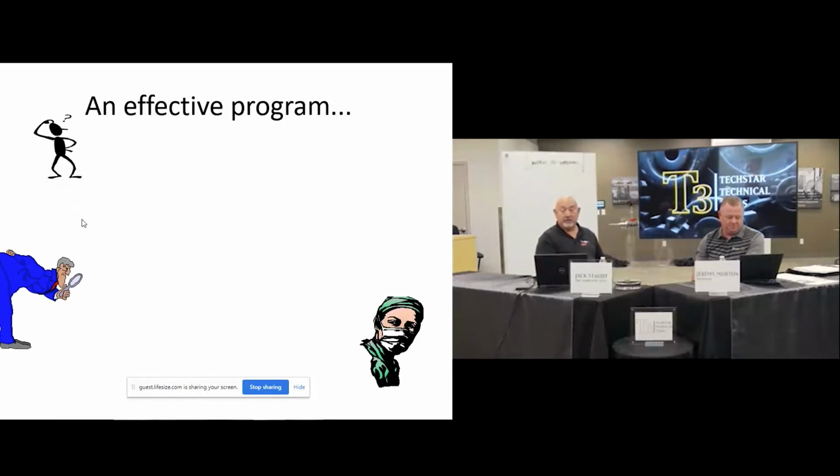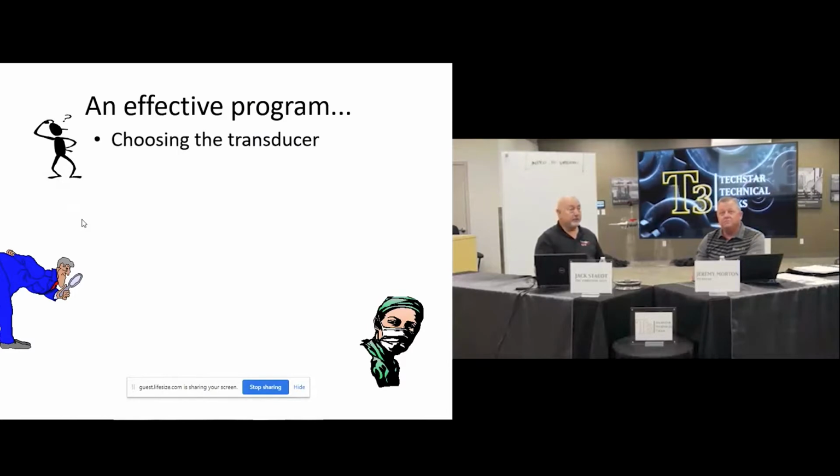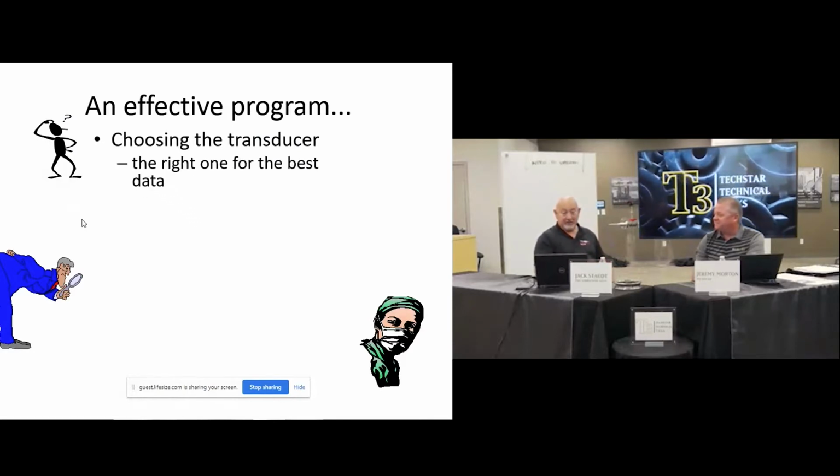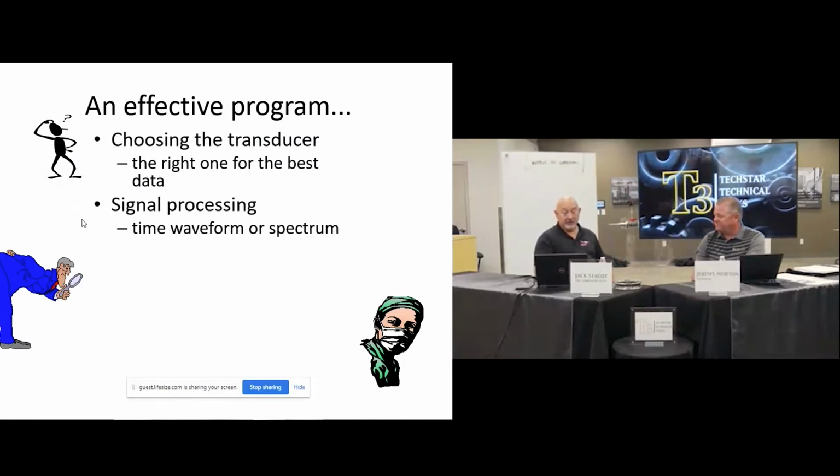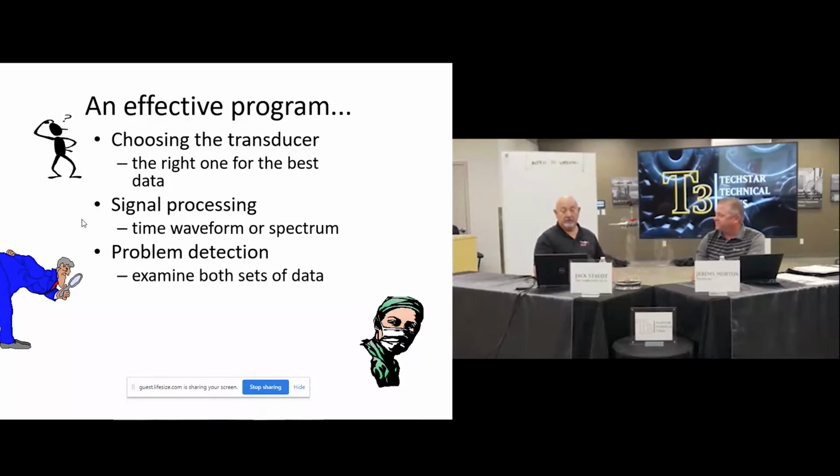And we'll talk about an effective program. You have to choose the proper transducer for what you're doing. If you're wanting to monitor gear mesh, a proximity probe may not be something you want to use for analysis. Then signal processing, your time waveform and your spectrum. What type of problems are you going to look for? You've got to examine all the different sets of data that you get and understand them. And then the always-present question is, is there a true problem?